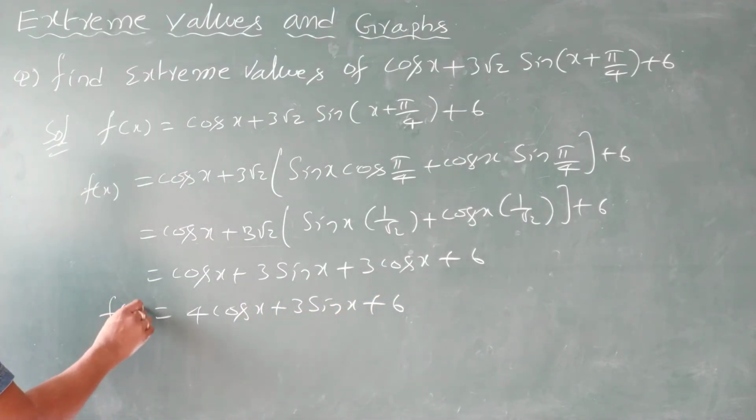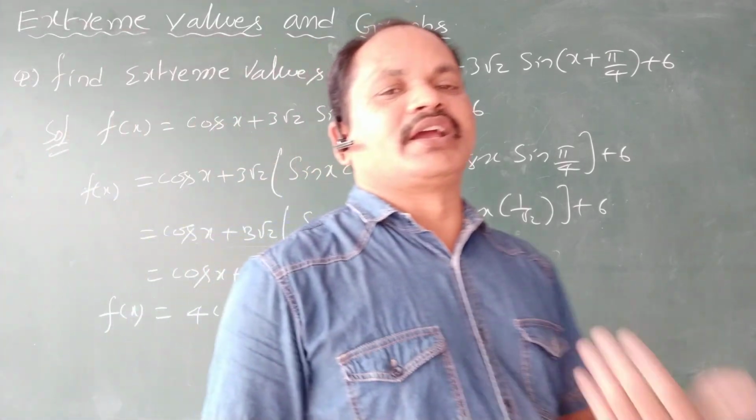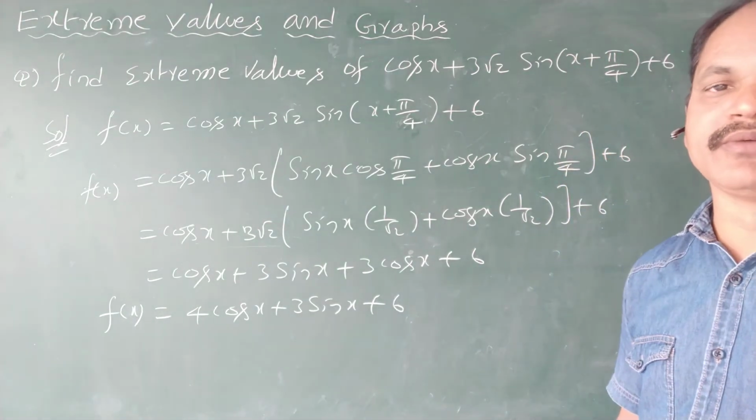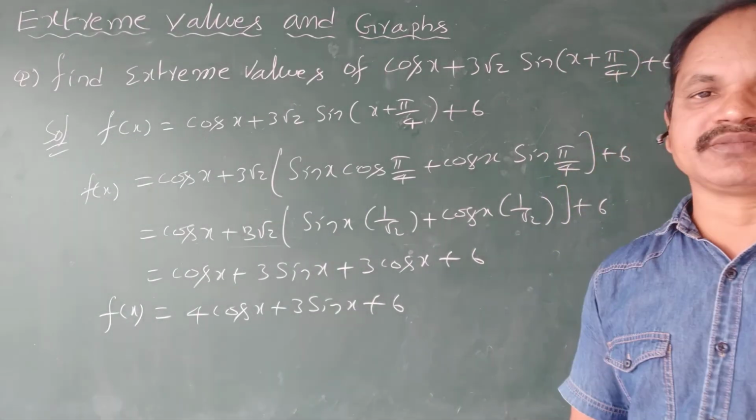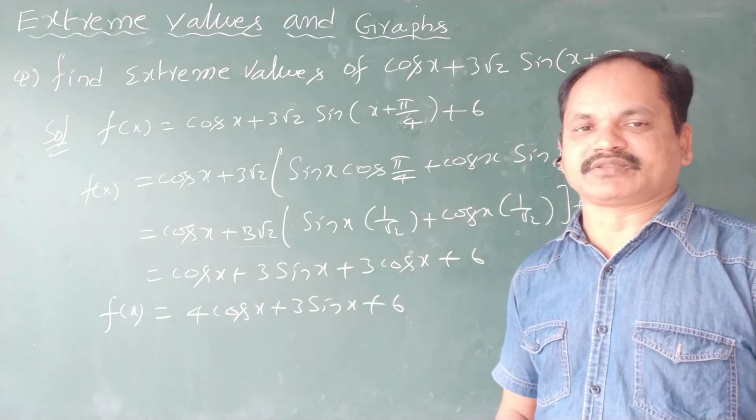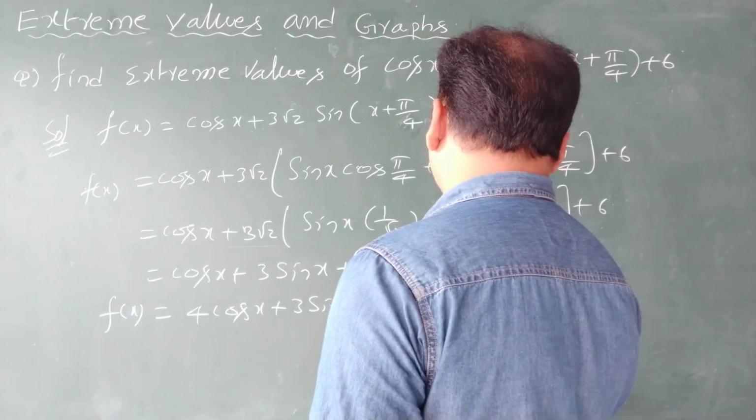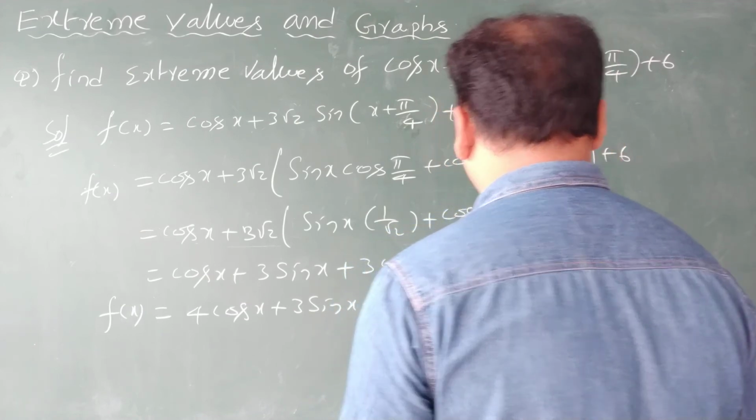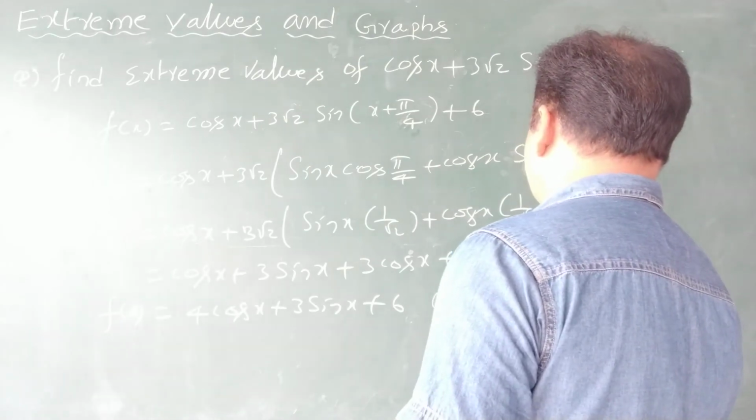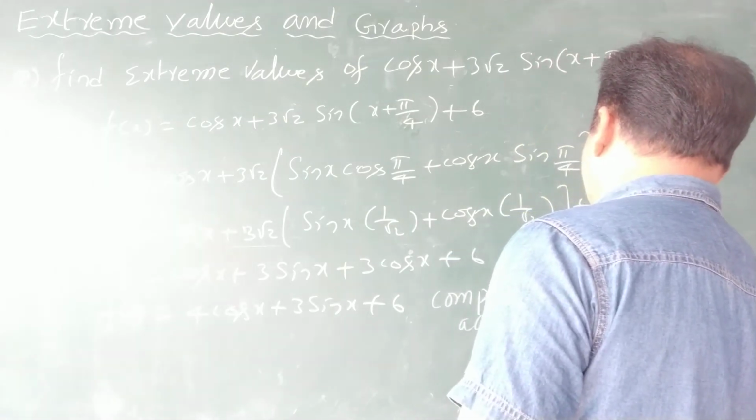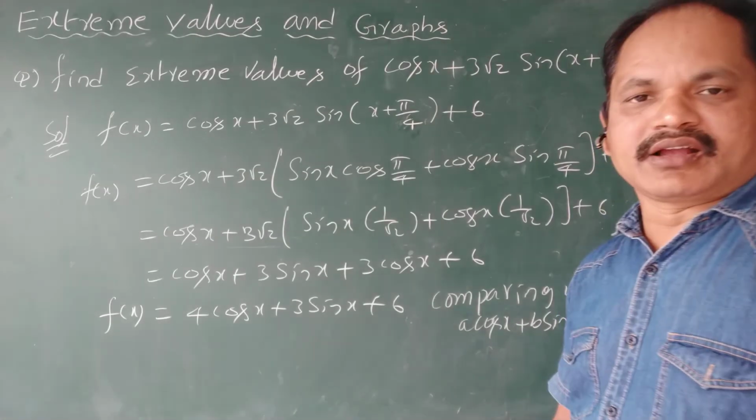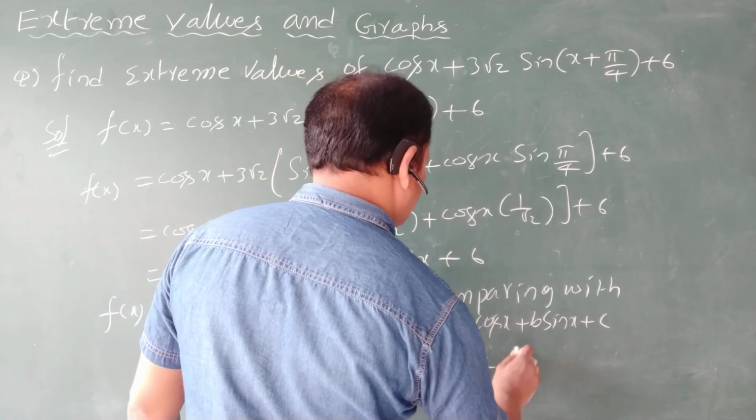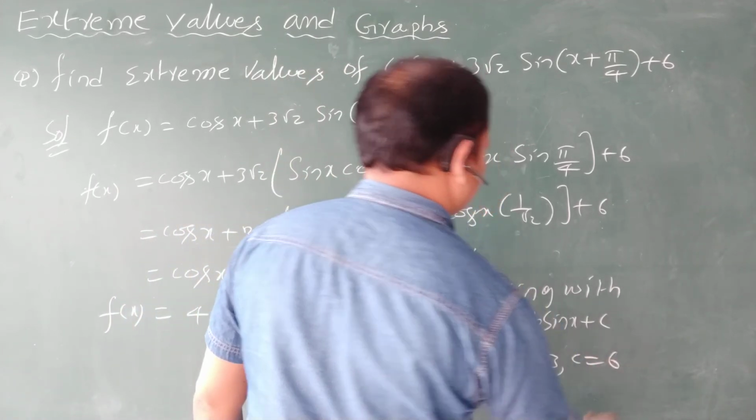Now this is f of x, and it is in the form of a cos x plus b sin x plus c. For extreme values, the minimum value is c minus root of a square plus b square, and the maximum value is c plus root of a square plus b square. So comparing with a cos x plus b sin x plus c, we get a is equal to 4, b is equal to 3 and c is equal to 6.